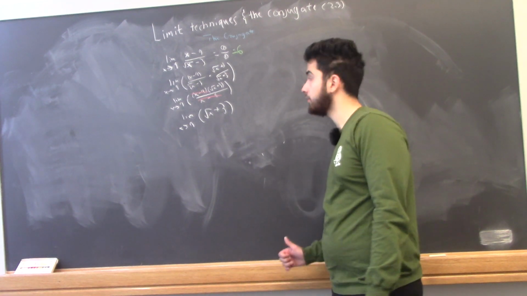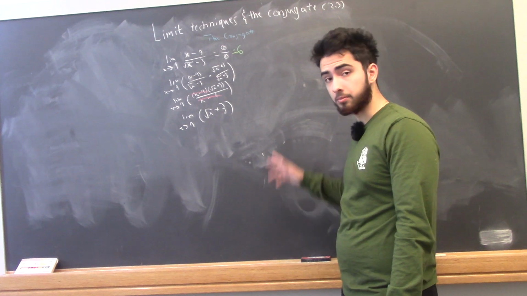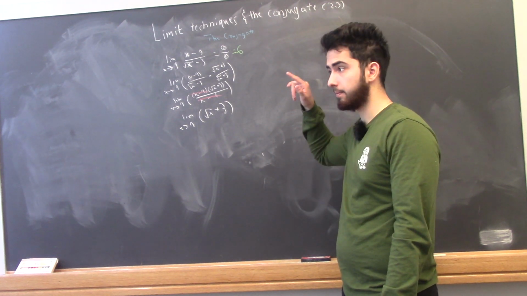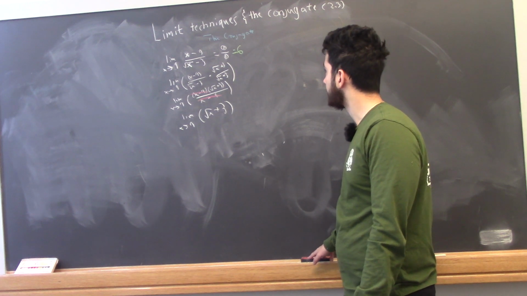So this limit actually equals 6. If you got the same answer, good job. This was the first time that you saw the radical on the bottom. It doesn't matter if it's on the bottom or top, it just matters that there's a radical for this to work. So yeah, good job.